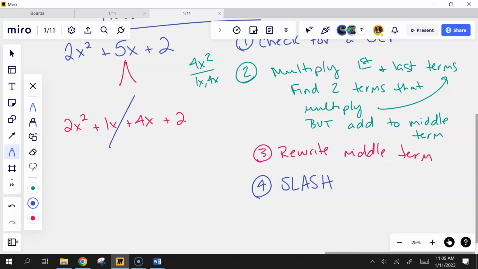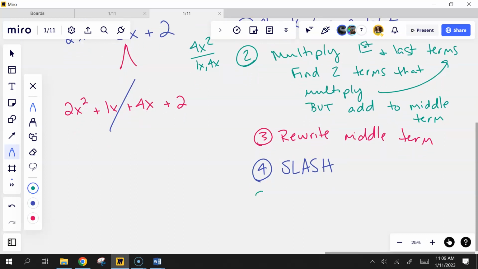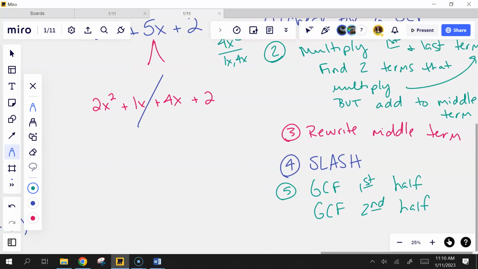Okay, so we're going to look at this as two separate problems, so it's a little bit easier to work with. All right, so we got it slashed. Now I'm going to GCF the first half, and I'm going to GCF the second half separately. Now, if something ever does not have a GCF, what's always a GCF of everything? 1. Good job, y'all. All right, so let's GCF each half here.